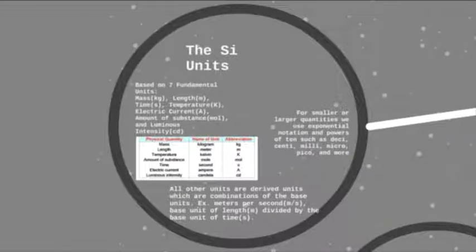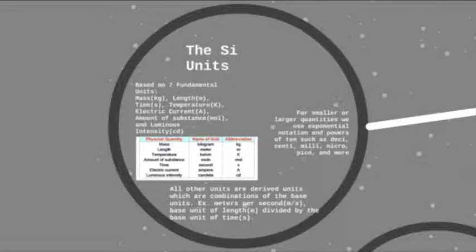The SI system is based on 7 fundamental units or base units. Units are mass in kilograms, length in meters, time in seconds, temperature in Kelvin, electric current in amperes, amount of substance in moles, and luminous intensity in candela. All other units are derived units which are combinations of the base units.